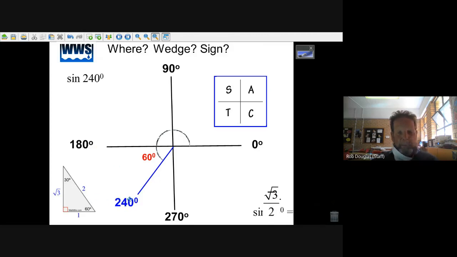Okay. Now your problem is you've got to figure out what this wedge is right here. Well, you went from 180 to 240. If you just subtract these, you'll get 240 minus 180. That's how I got 60 degrees. So this sine of 240 is really exactly the same. It would be the same triangle as the sine of 60 degrees.